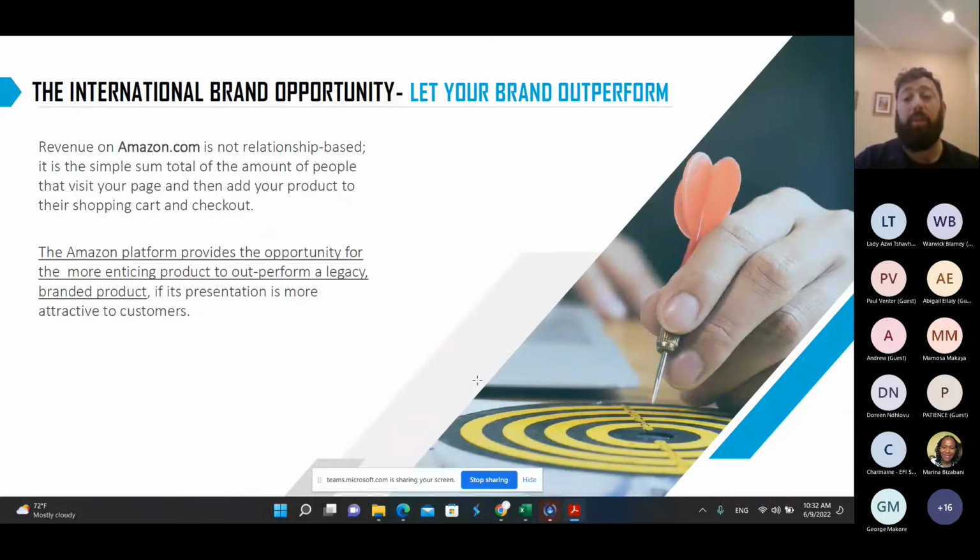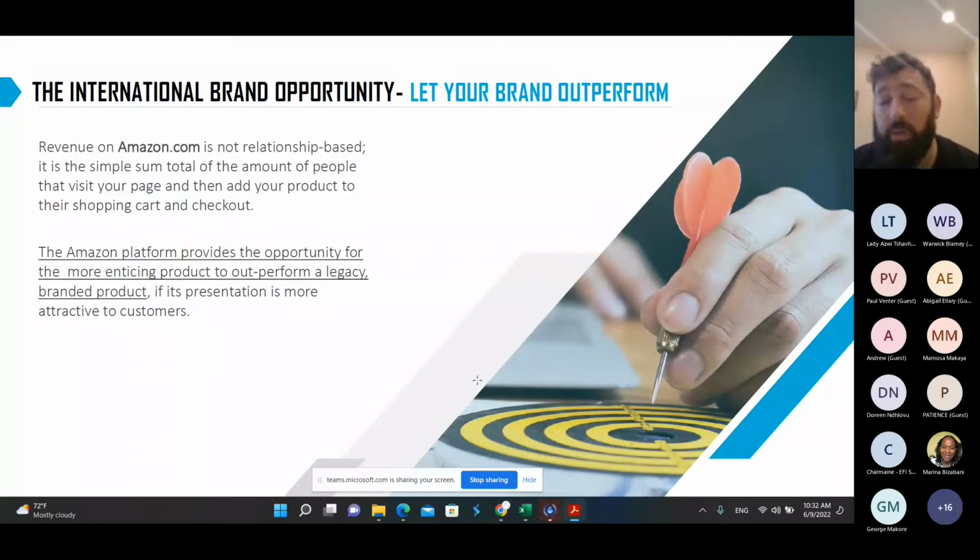And it becomes about your display of your product and your product itself over the relationships that the legacy brands have been built on. And of course, this is a second prong to why it's a massive opportunity to launch in the United States, particularly through Amazon.com, in order to gain market share quickly.